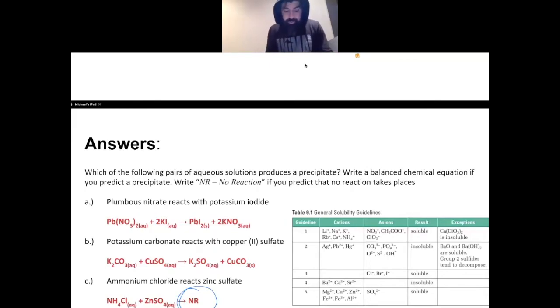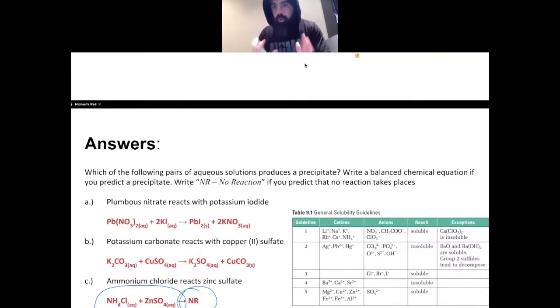Notice I still write out properly how my reactants come together, but I include NR for no reaction. There's nothing to balance because there's nothing on the product side to balance. But we're going to talk about how we got to these answers using this table. So let's take a moment and look.